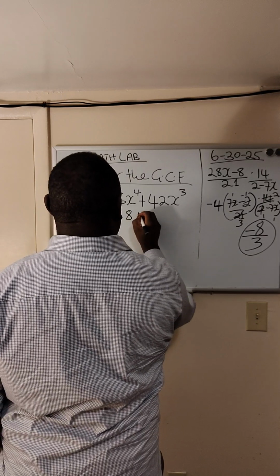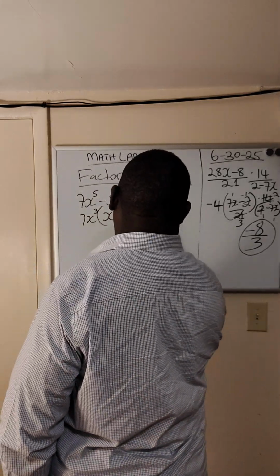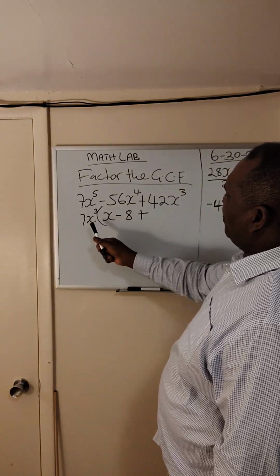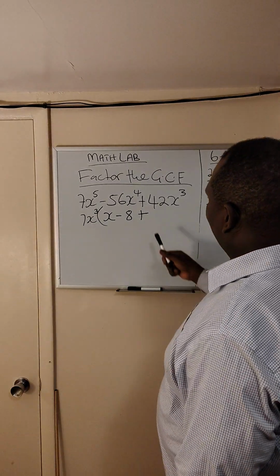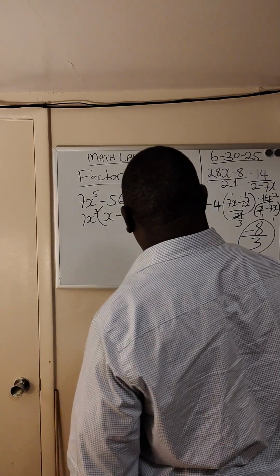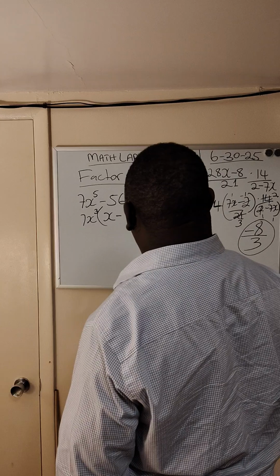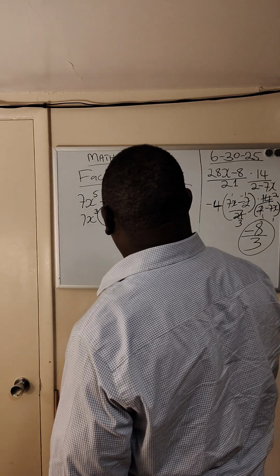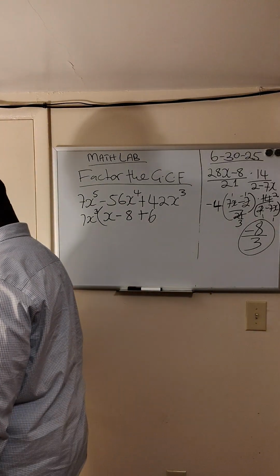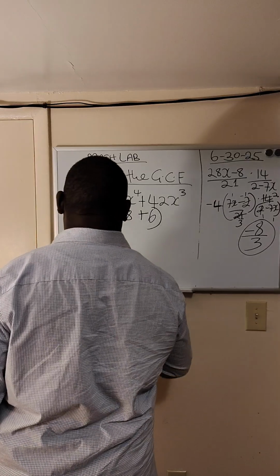And then right here we have a plus sign, and so a number which, if you multiply by 7, gives us 42. That number would be 6. So now that number is 6, and we're just going to close the bracket.